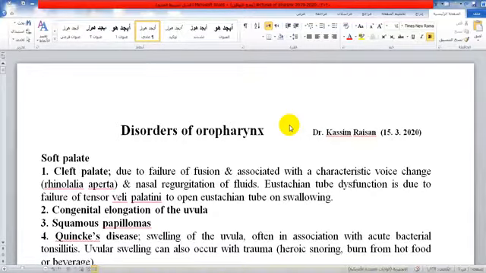There is also Eustachian tube dysfunction, which is due to the failure of tensor veli palatini to open the Eustachian tube on swallowing. Of course, this is a problem mainly caused by the cleft palate, but there is a strong relation with the disorders of the ENT, like otitis media with effusion and others.